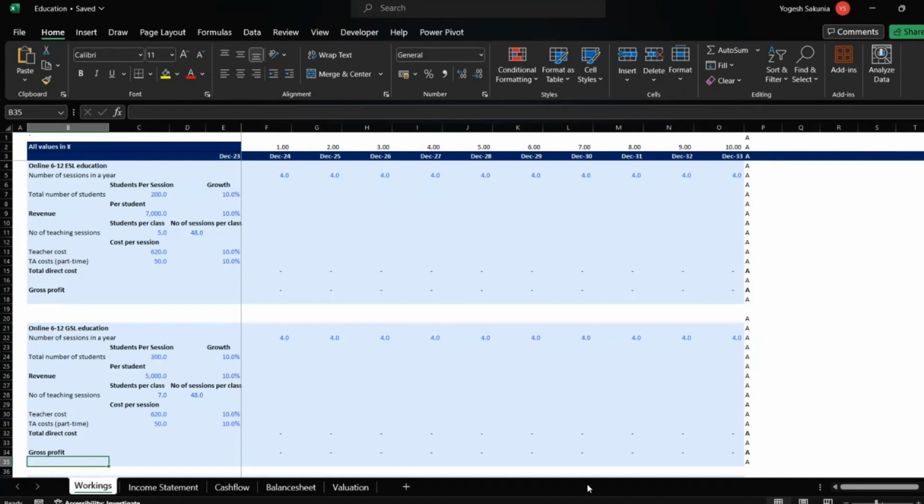They're teaching English language to various sets of students, and they do it in groups of five people. So in a class you will have five people, and the other class will have seven people in the classroom. So there are two different sets of classrooms.